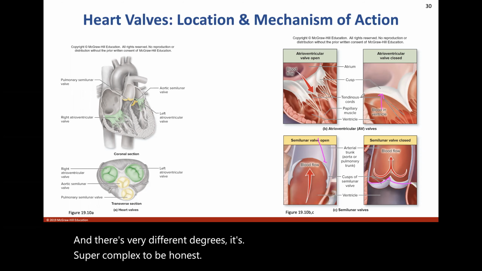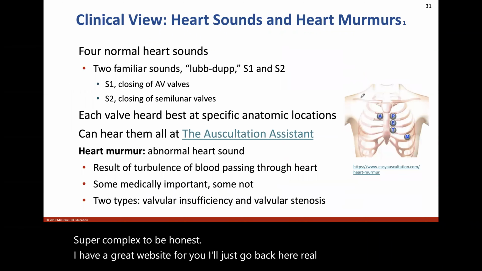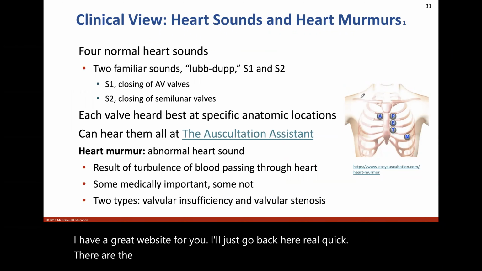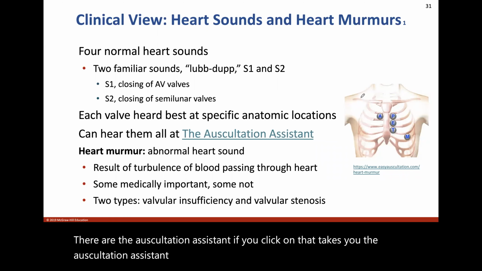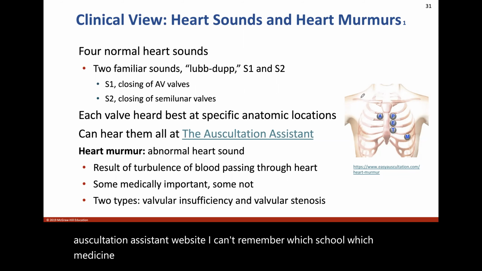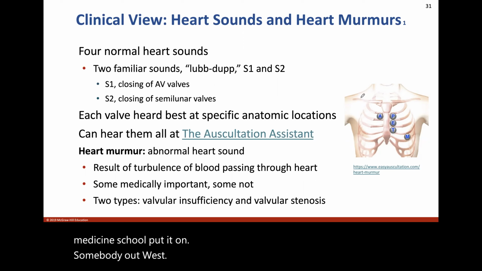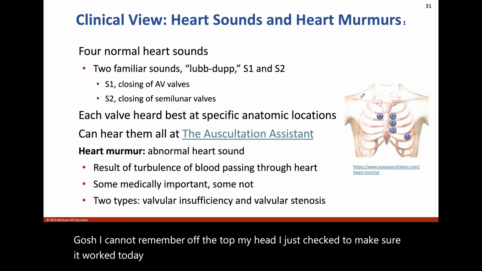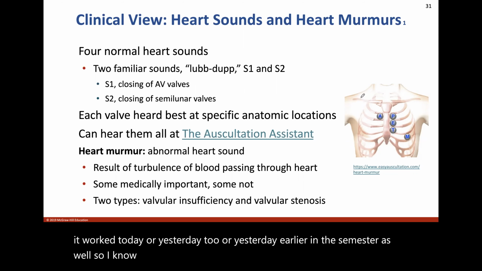I have a great website for you. I'll just go back here real quick. It's the auscultation assistant. If you click on that, that takes you to the auscultation assistant website. I can't remember which medical school put it on. Somebody out west. Gosh, I cannot remember off the top of my head. I just checked to make sure it worked today or yesterday, and earlier in the semester as well. So I know it works.